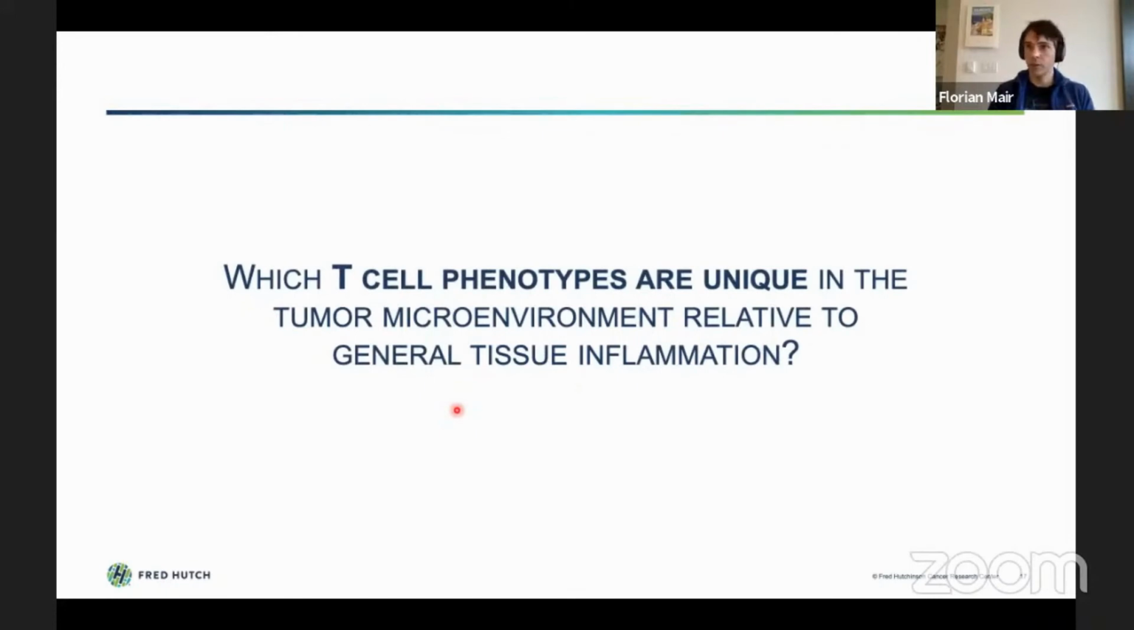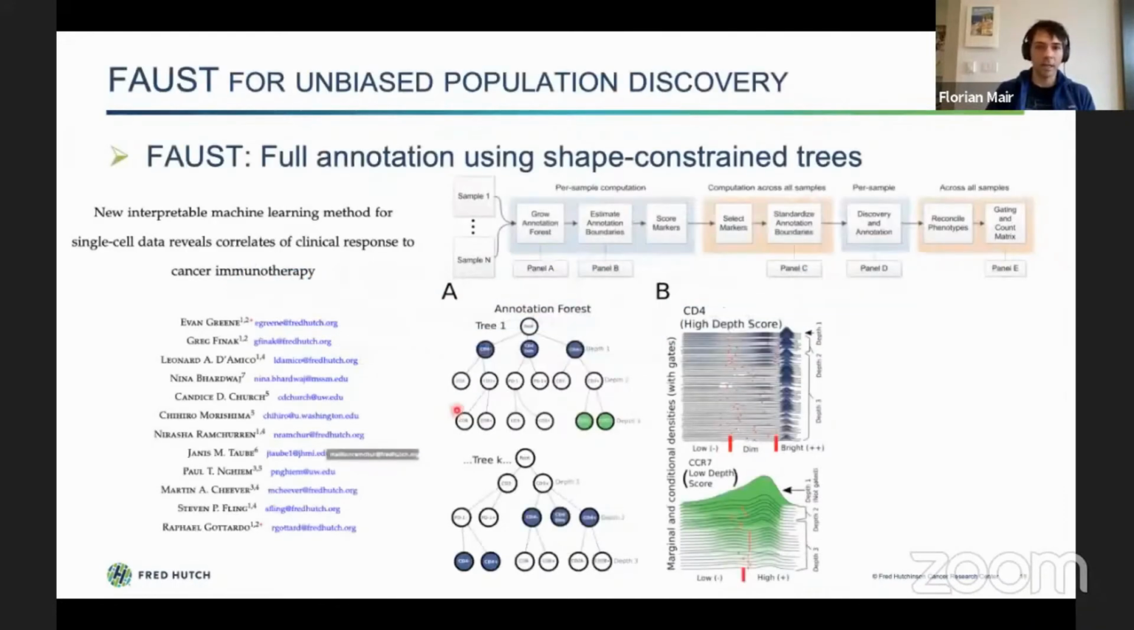And as you heard during the fantastic data analysis session today, there are of course a ton of tools that you can deploy to do that, each of which comes with specific advantages and disadvantages. For the purpose of today's talk, I want to highlight this tool that we used. It's termed FAUST, which stands for Full Annotation Using Shape-Constrained Trees, and has been developed by collaborators here at the Fred Hutch, led by Evan Greene and Raphael Gottardo.